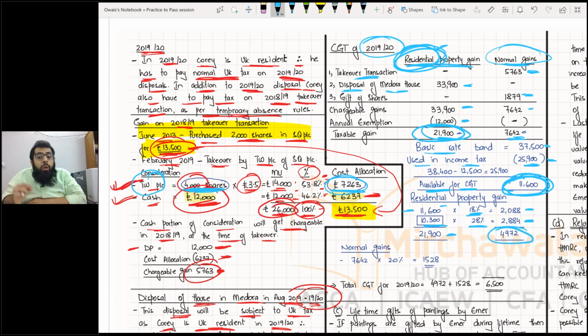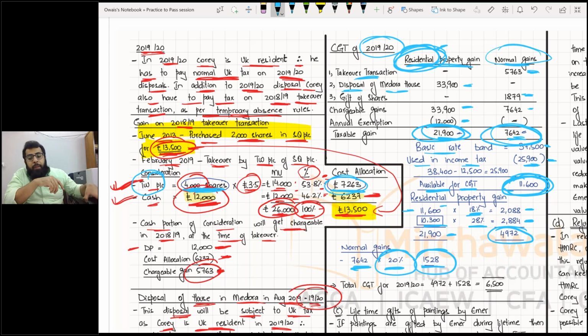So total CGT on the residential property gain will be 4,972. On the other gains, the rate of tax will be 20%, because the normal rates of CGT are 10 and 20%. As the basic rate band is used up for the residential properties, the normal gains will be charged at 20%.